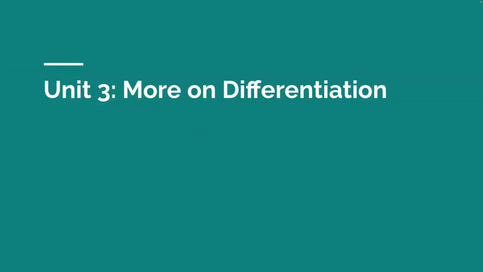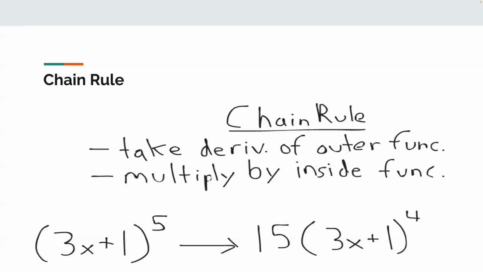All right, next unit, more on differentiation. So we're going to first go over the chain rule. In the chain rule, if there's a function inside a function, first we take the derivative of the outer function and ignore the inner function, and then we multiply by the derivative of the inside function. For example, here, 3x plus 1 to the power of 5, we take the derivative of the outer function first, so that turns into 5 times 3x plus 1 to the power of 4. And then we take the derivative of the inner function. The inner function is just 3x plus 1. So we multiply that by 3. So that's why it turns into 15 times 3x plus 1 to the power of 4.